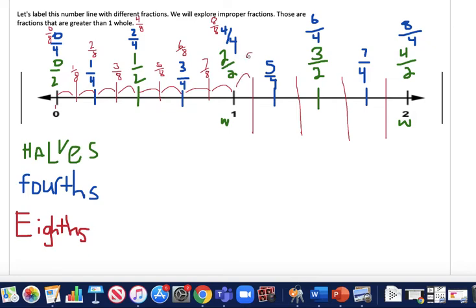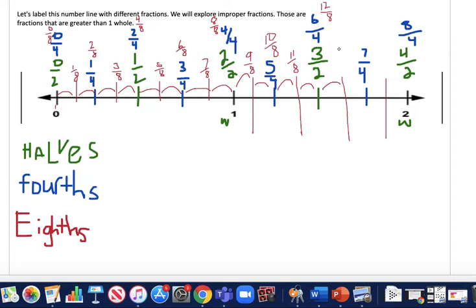Taking another jump. This is 9 eighths. Another jump. This is 10 eighths, which we see is equivalent to 5 fourths. Take another jump. This is 11 eighths. Another jump. This is 12 eighths, which is equivalent to 6 fourths, 3 halves.